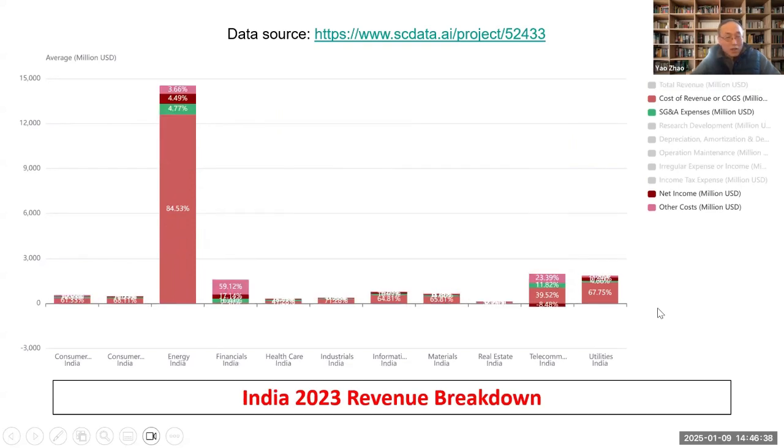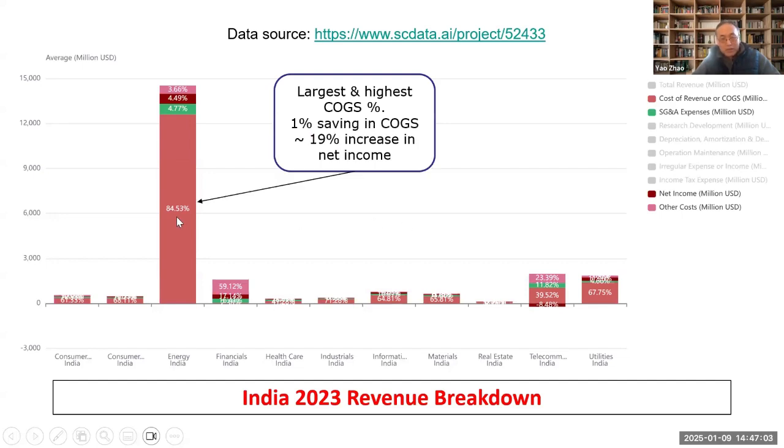Now let's look at one last example, which is India. Similarly, we find similar importance of cost of goods sold and SG&A for India's industries. Now, one noticeable difference is India's energy sector, which is far greater than the other industries in terms of average size, and also in terms of the cost of goods sold. It has the highest percentage of the revenue, almost 85%.